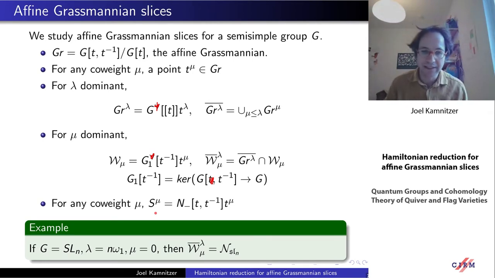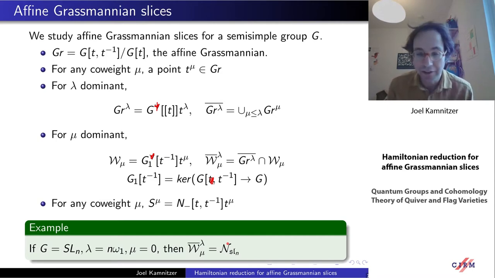Okay, and here's one example, a very basic example that I think is good to keep in mind if you haven't seen these W lambda mu's before. If I take G to be SL_N, and I take a very special lambda, which is just n times the first fundamental co-weight, and I take mu to be zero, so a very special choice of lambda mu. In this case, W lambda mu is the full nilpotent cone inside of SL_N.